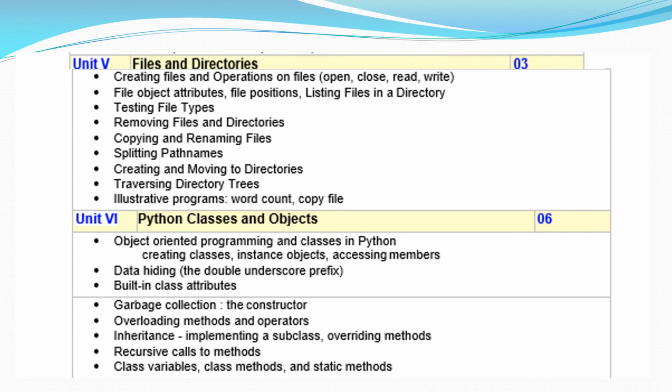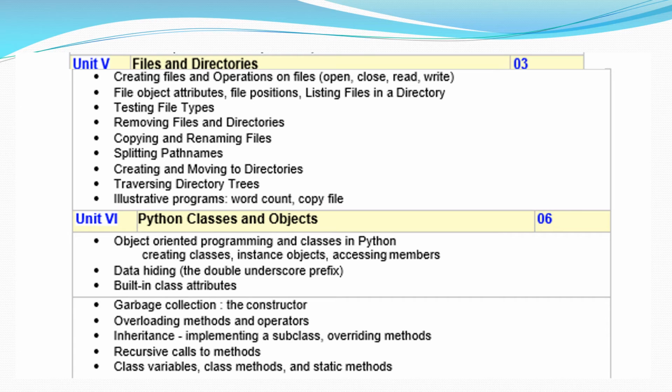Unit 5 is files and directories, which requires 3 hours. All of you know that file is a collection of information and files are generally stored in directories. Here we will discuss how to create file, then various operations on file such as open, close, read or write into the file. We can also check file object attributes, file position, file types, etc.